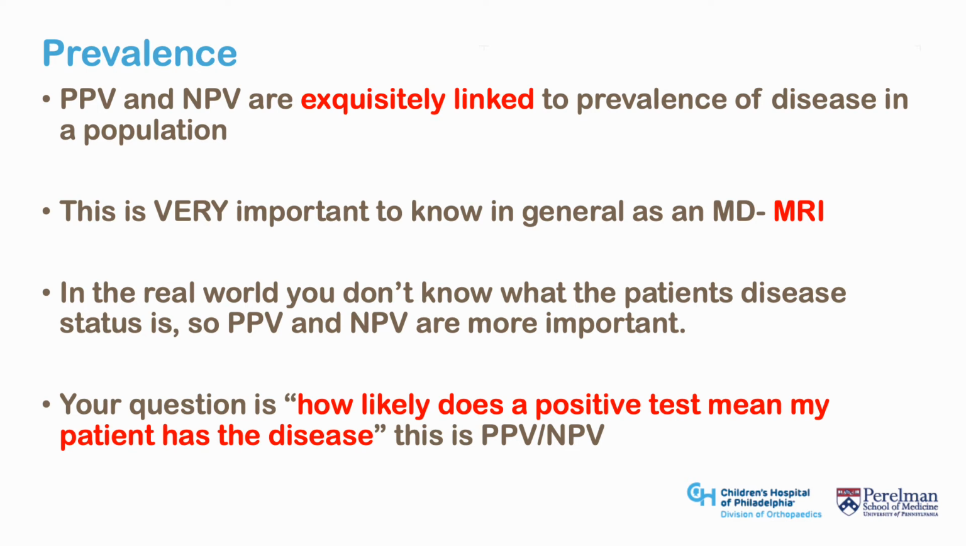These metrics are important for the real world, because you often don't know what the patient's disease status is, so positive and negative predictive value match your clinical question more closely. In other words, you would like to know, how likely does a positive test mean that my patient has the disease? As such, by using clinical acumen, you are effectively making the prevalence of the disease higher, i.e., giving it a higher pre-test probability.